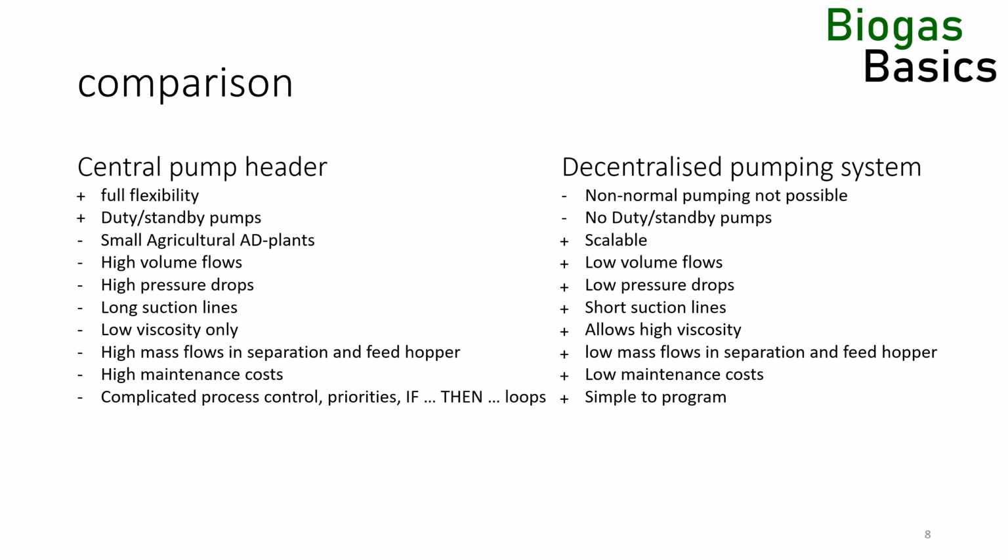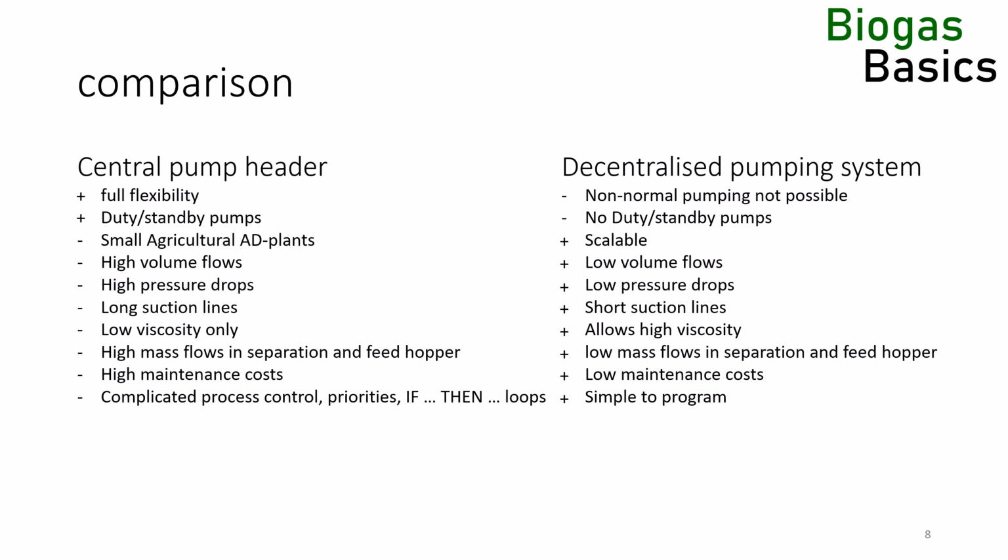Further, the pumping system affects the ability to extend the plant. A biogas plant with a decentralized pumping system can easily be expanded. Simply add another tank, pump, and pipeline. But a plant with a central pumping system will probably struggle with an additional tank, as this tank must be pumped into and out of using a pump which is already in high demand. Especially if the central pump is used in the feeding system, the central pumping header is quickly overwhelmed.